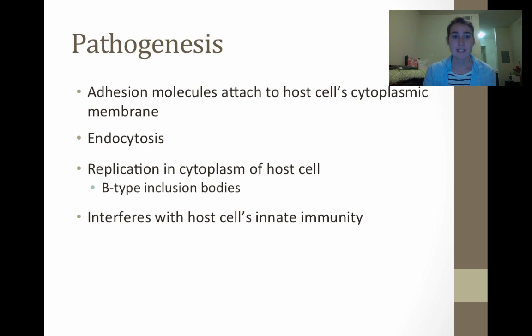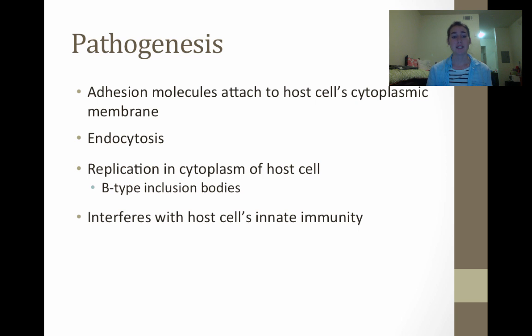So the virus itself will use its glycoproteins to attach to its host cell cytoplasmic membrane, and then it triggers endocytosis so that the host cell will engulf the virus, and once it's inside the cell, it carries genes for transcription enzymes which help it to replicate in the cytoplasm of the host cell, where it forms B-type inclusion bodies.